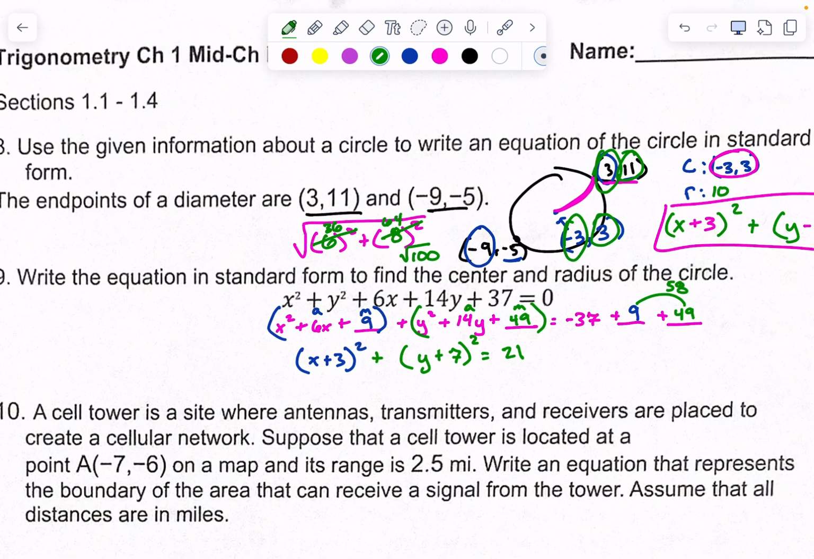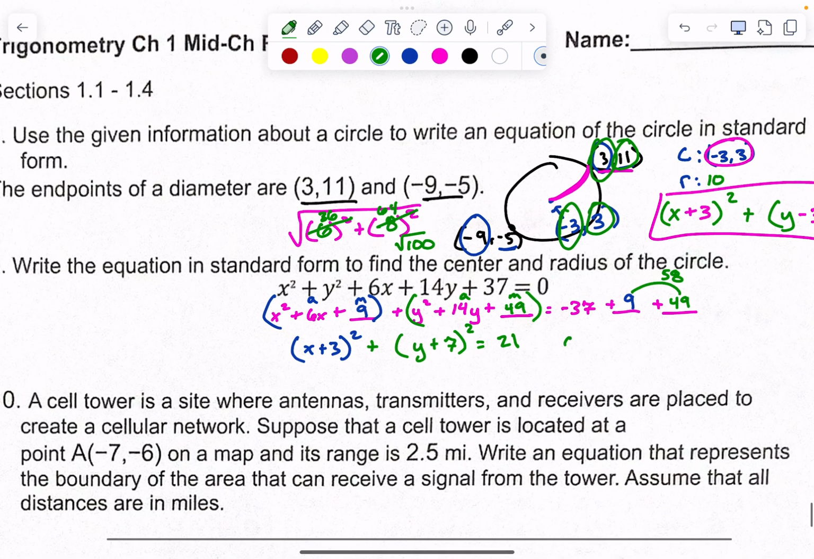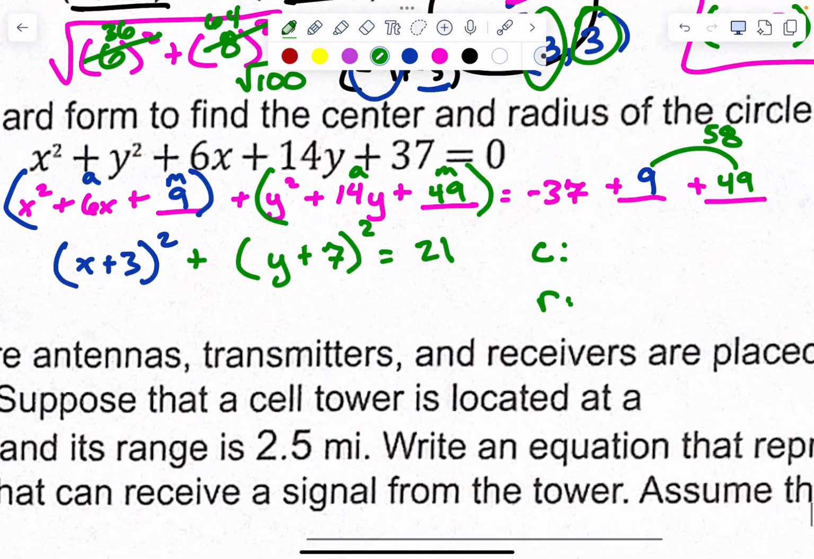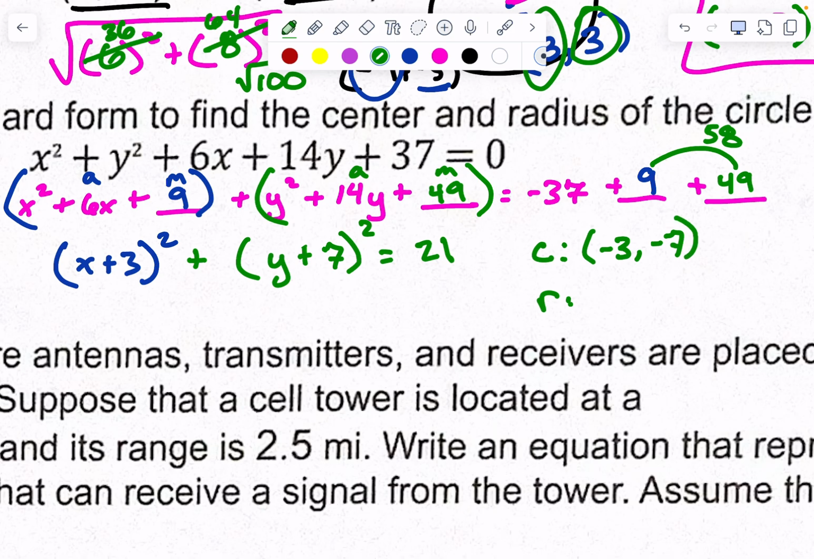They say write the equation in standard form to find the center and radius. So I still have to find the center and radius. The center is going to be negative 3, negative 7. The radius I would just leave as the square root of 21. It does not come out nice, so let's just leave it. Okay?